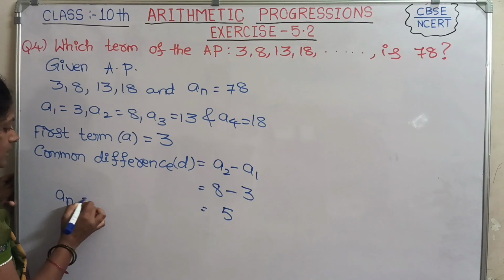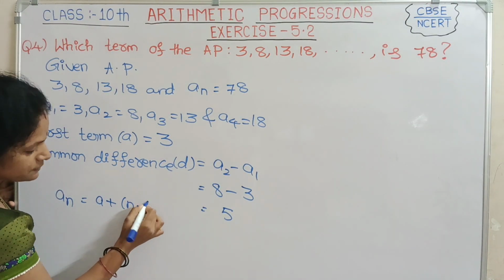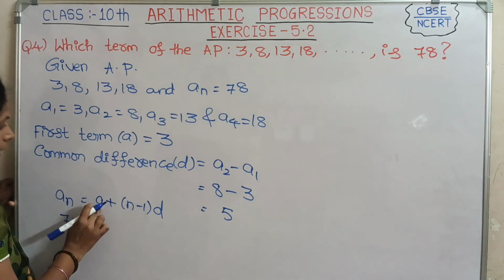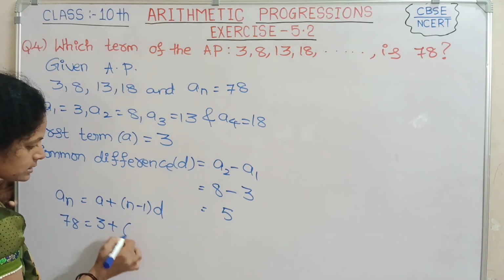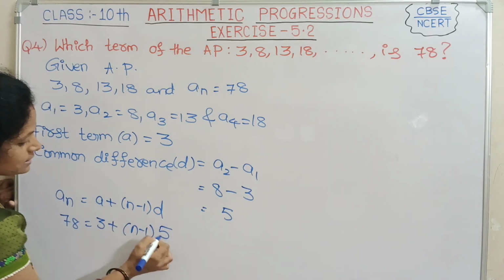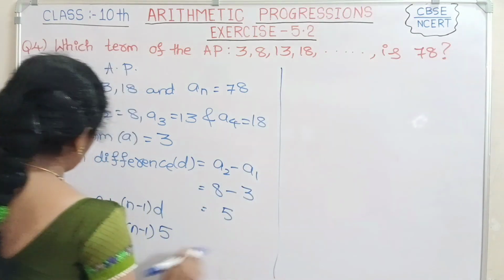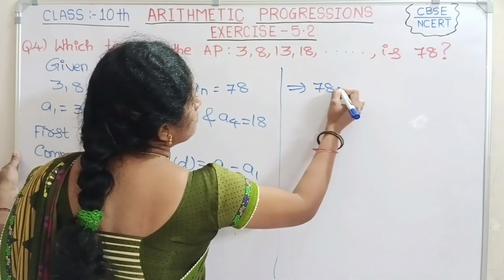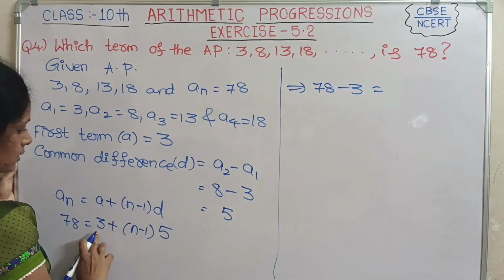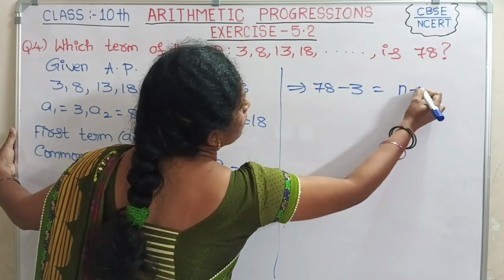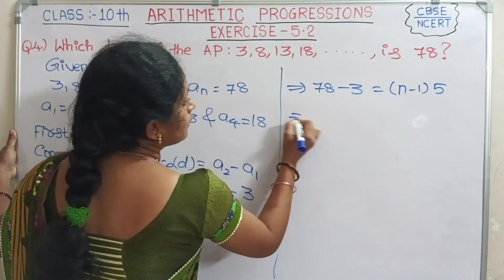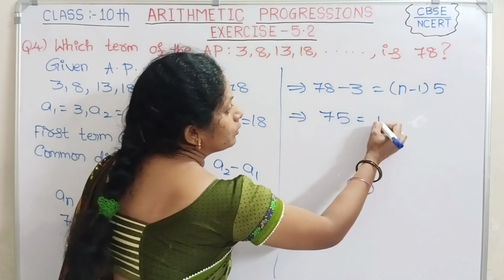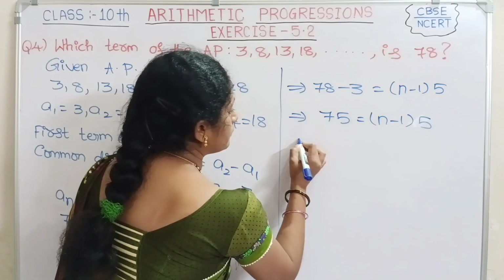We know that an is equal to a plus n minus 1 into d. an is 78 equal to a is 3 plus n minus 1 into d, the value is 5. Send this 3 to the other side, it becomes minus. 78 minus 3 equals n minus 1 into 5. 78 minus 3 is 75, equal to n minus 1 into 5.